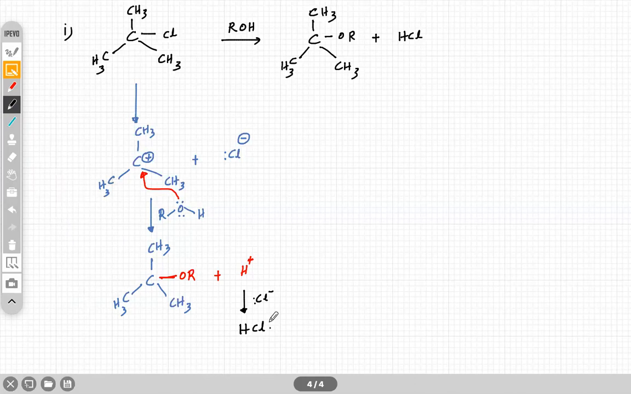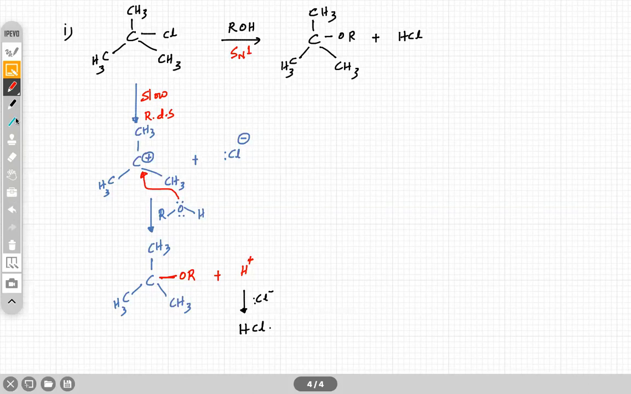This is the mechanism we have, and the product. So this step, if you see, is the RDS, formation of carbocation. It is the slow step, the slow and rate determining step of the reaction. Like this the reaction goes. So this is what it is, the Sn1 mechanism. This mechanism is Sn1 we are discussing here, right?